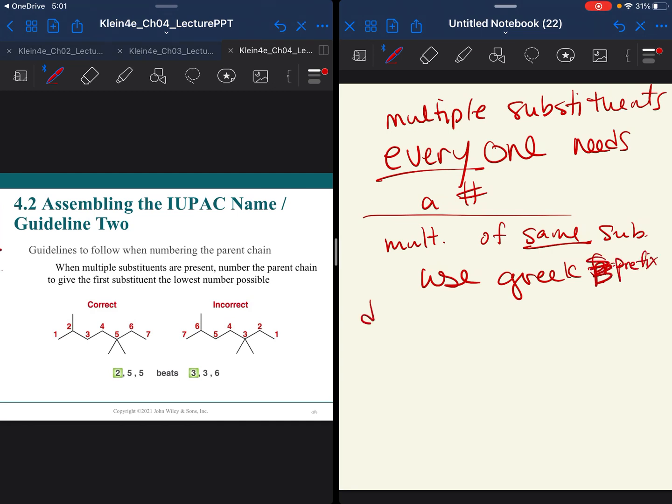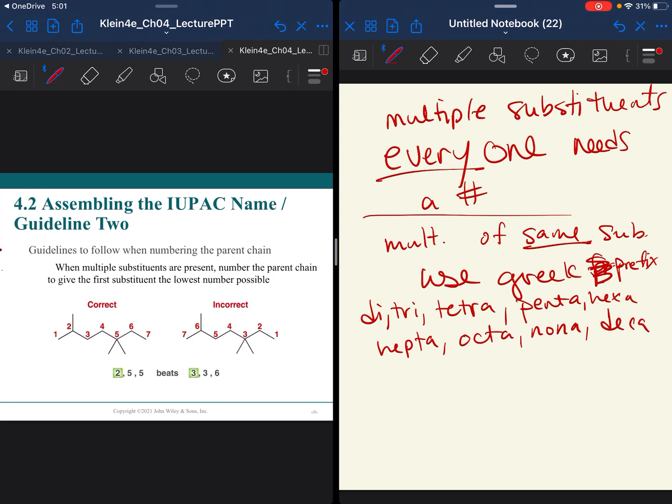Prefix. So your di, tri, tetra, penta, hexa, hepta, might as well just go all the way with it, octa, nona, and deca.